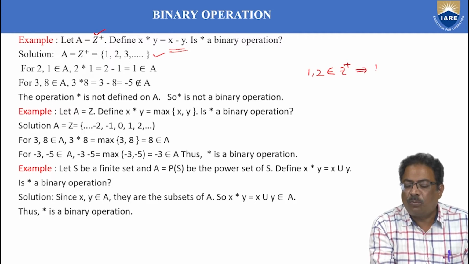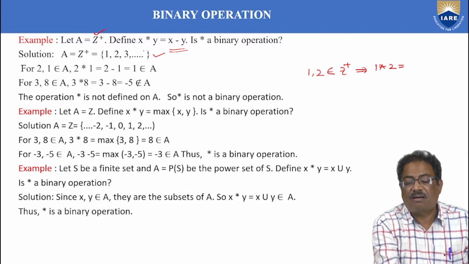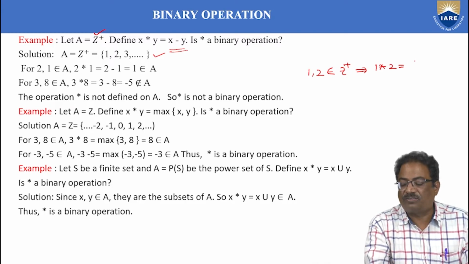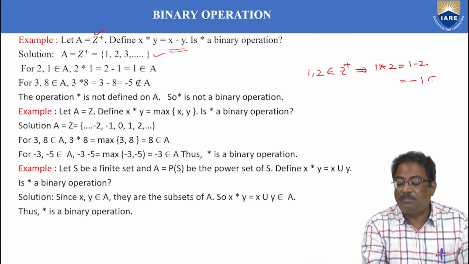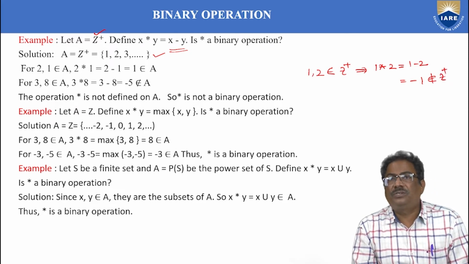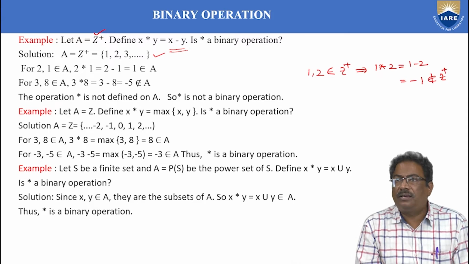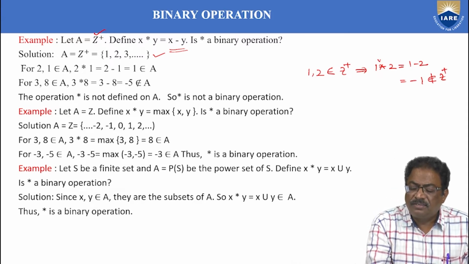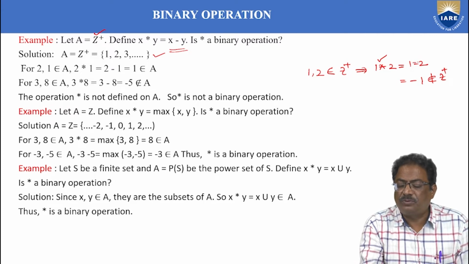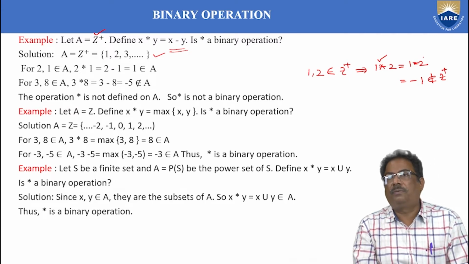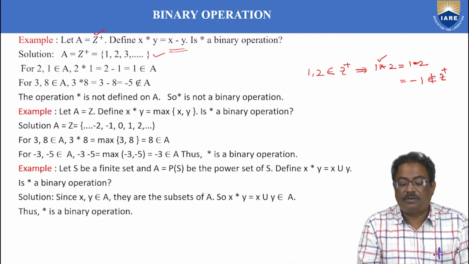So 1 star 2, with x star y equal to x minus y, is 1 minus 2. What do I get? Minus 1. Minus 1 does not belong to Z plus. So here we are saying that star, which is nothing but the difference of two numbers, is not a binary operation.